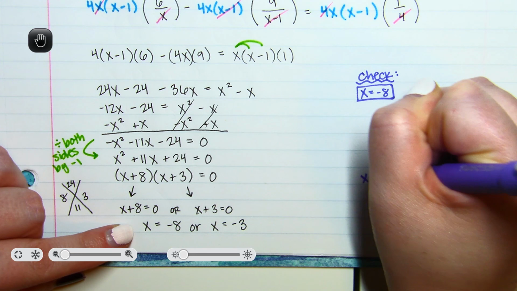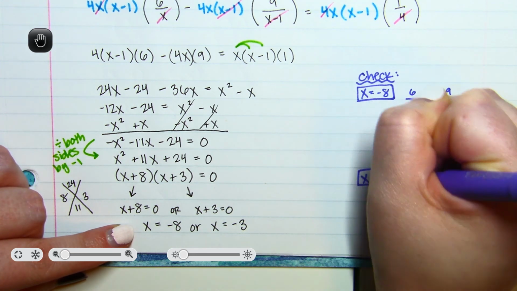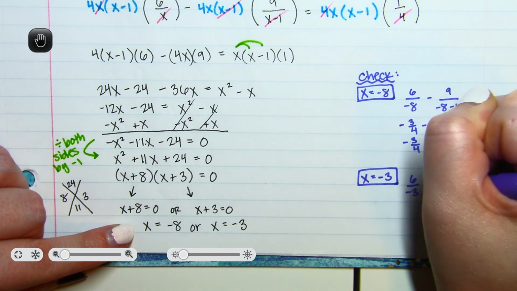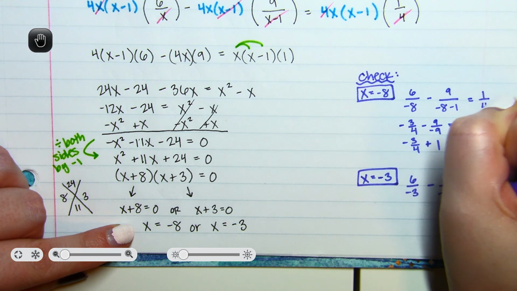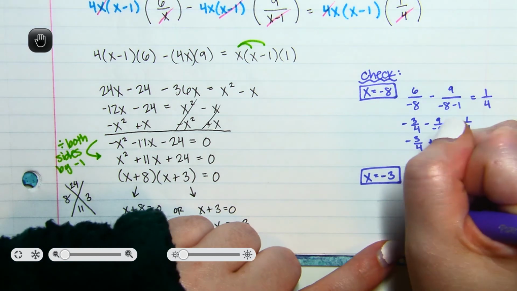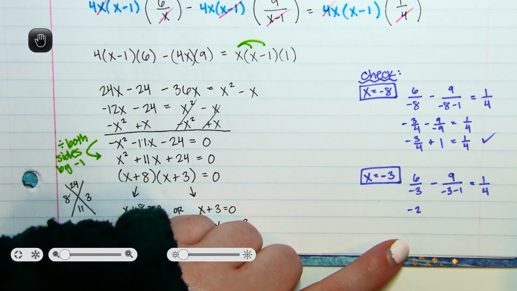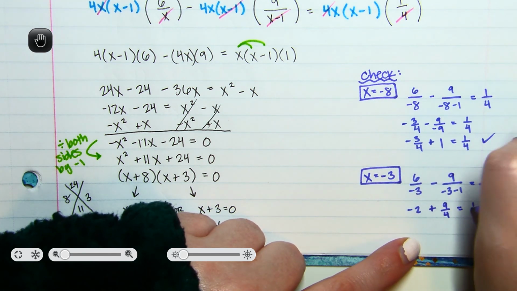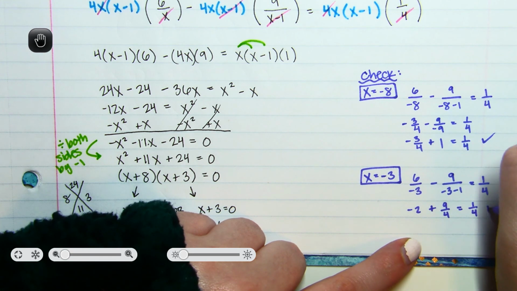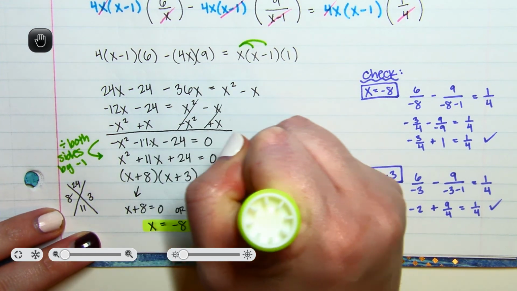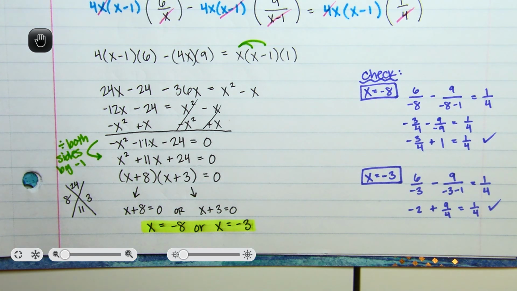And then we also need to check -3. So 6 over -3 minus 9 over -3 minus 1 equals 1/4. If you were to finish simplifying that, it would be -2 plus 9 over 4 equals 1/4, which if you were to finish simplifying that, that is also true. So both of these work. So we do not have any extraneous solutions. They are both possible answers.